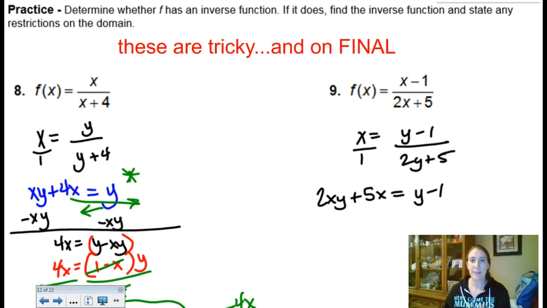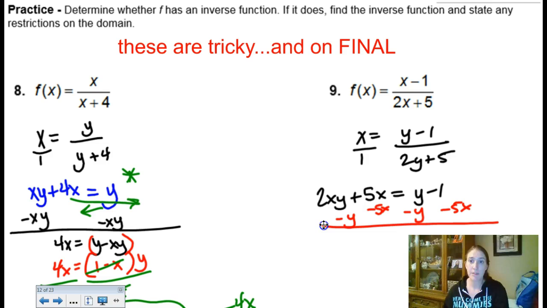Same idea. I have multiple y's in the problem. I need to group them together on one side of the equation. That same thing is going to happen where we're going to factor out the y. Me, personally, I'm going to subtract this y over here, which means I would have to subtract this 5x over here. But maybe you went a different route, and that's okay. These are not like terms, but at least they have something in common. So 2xy minus y, and then negative 1 minus 5x, that's fine.